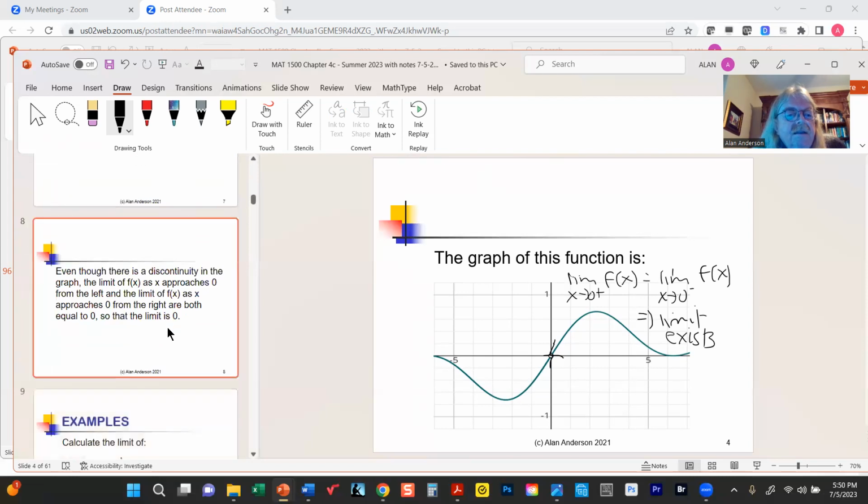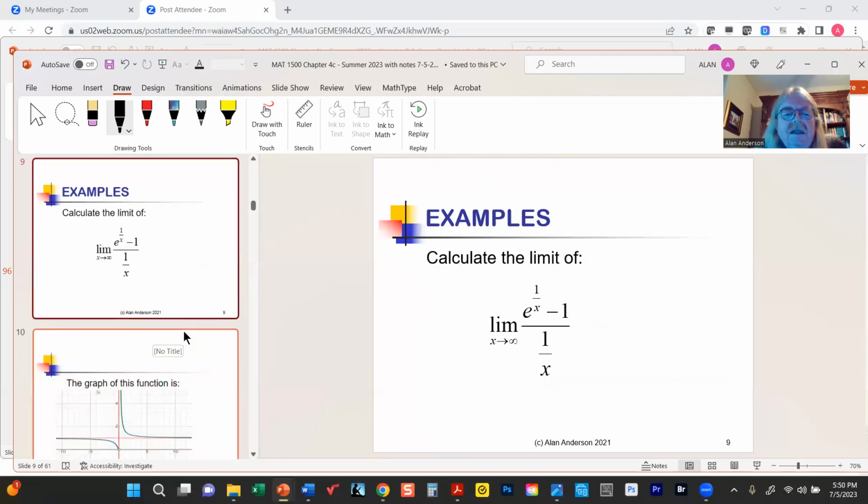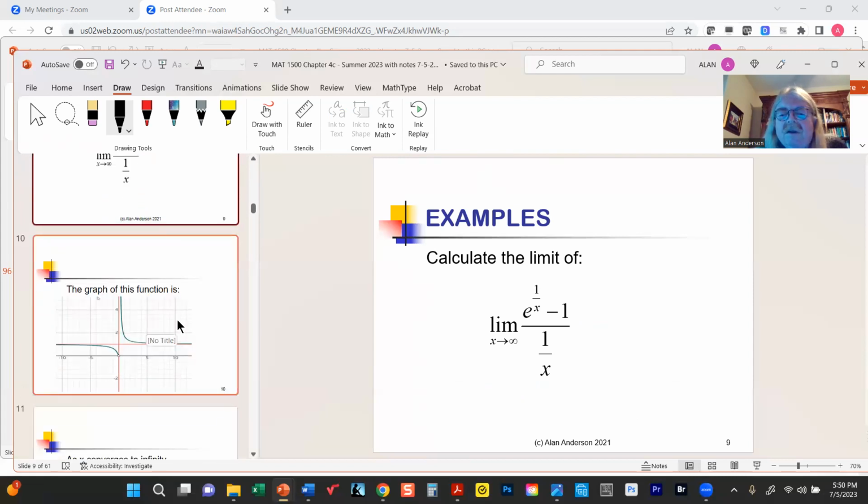And in this case, it's equal to 0. All right. Let's try it now. Oh my God, look at this one. e to the 1 over x minus 1 over 1 over x. I shudder to think about what this one must look like.